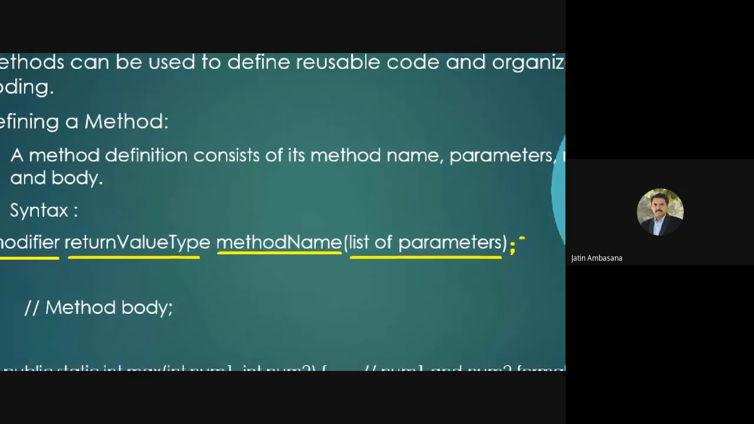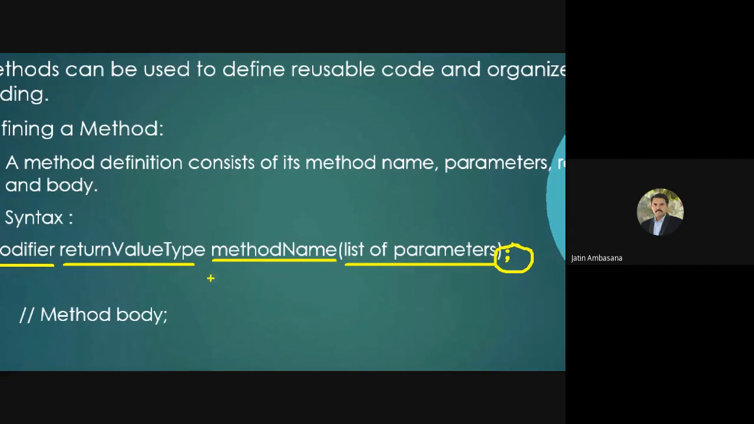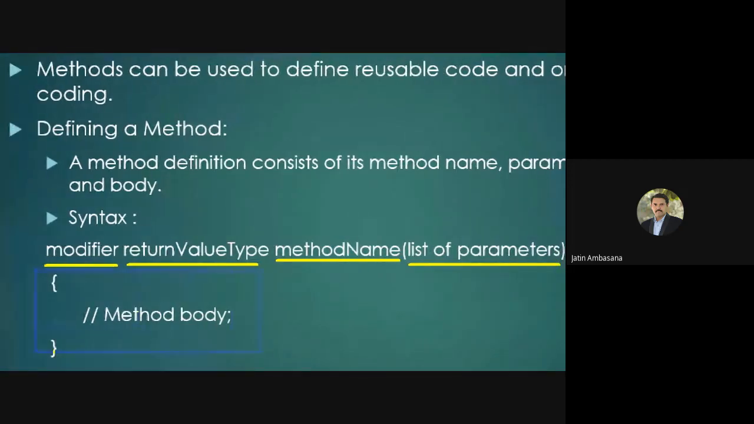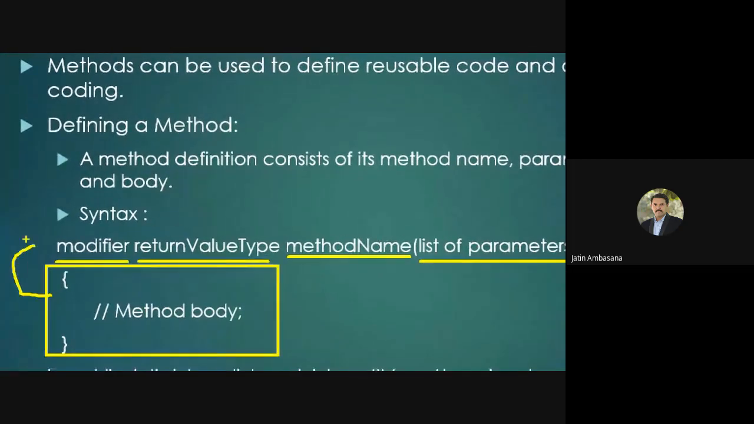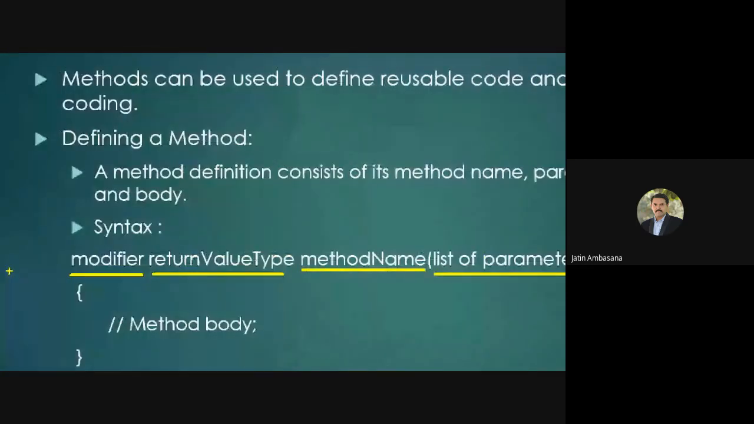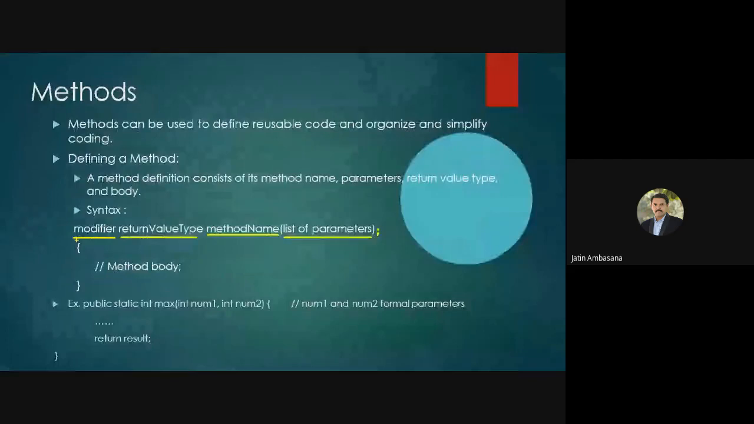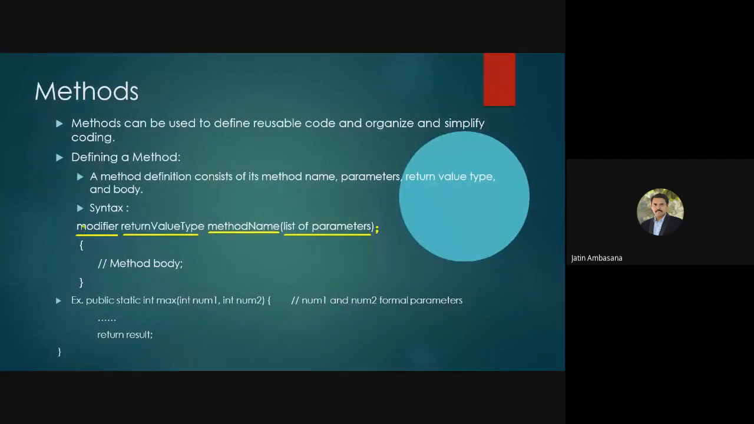If we put a semicolon over here, right at the end of this line, that means that this body does not belong to this particular method. So the method has to be declared abstract. Since it does not have any body, it needs to be declared what? It needs to be declared as abstract.